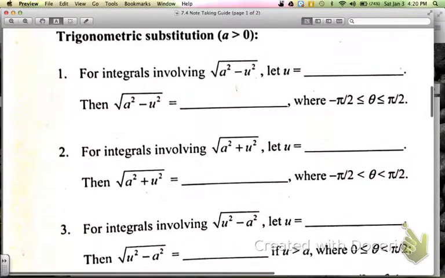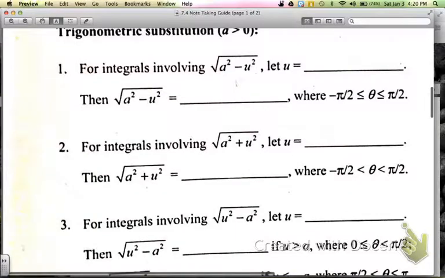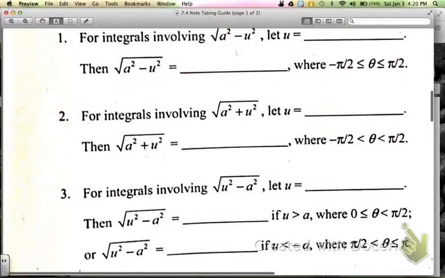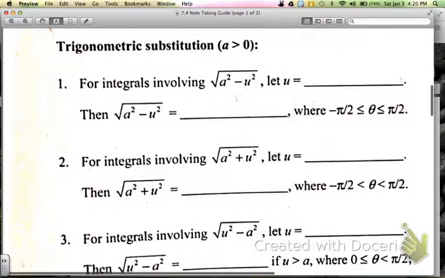So trigonometric substitution when a is greater than 0. So we're not talking about a's being negative, we're only talking about the a values being positive, which because they're all squared, it's going to get rid of a negative anyway, so that's why we just talk about when a is greater than 0.